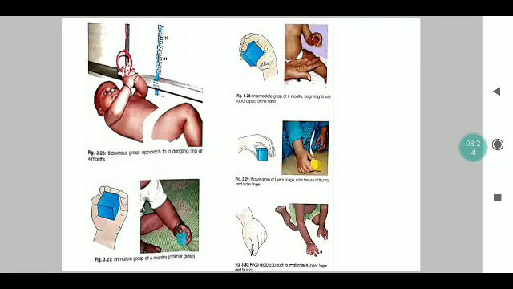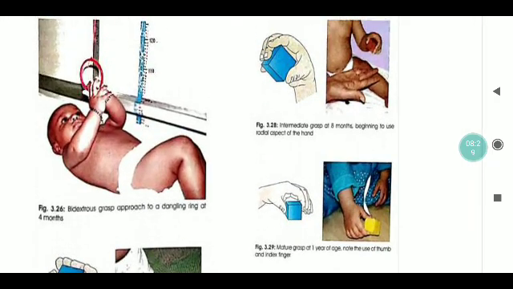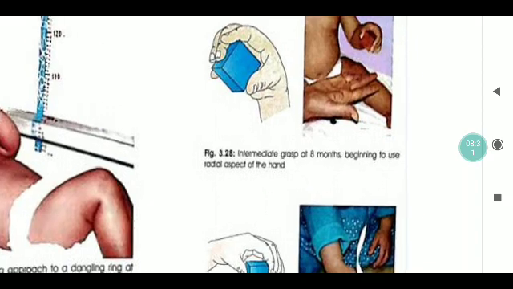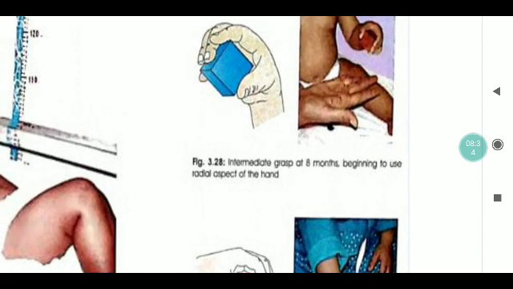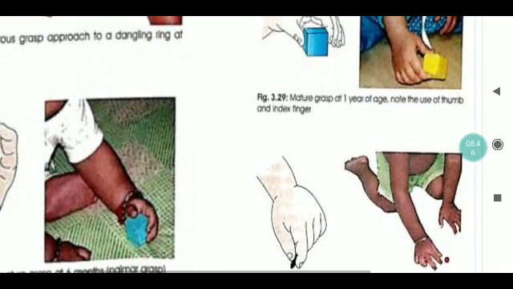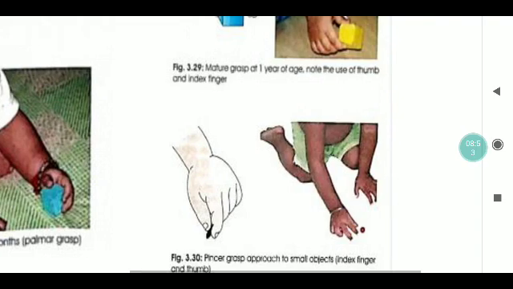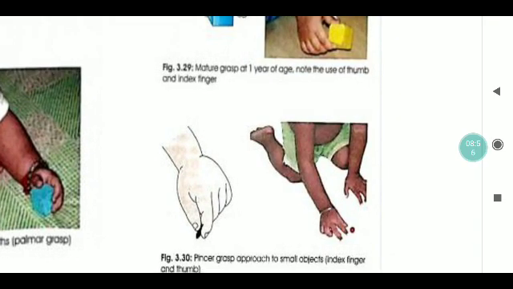Now coming to the pictures, you can see a bidextrous grasp towards a dangling ring here in this image at 4th month. An intermediate grasp at 8 months, as you can see in this image. The grasp is not fully formed but some grasp is maintained. This is a mature pincer grasp, and you can note the use of the thumb. When I say mature, the use of the thumb is essential to call it a mature grasp. This is an immature pincer grasp where it involves the use of the entire palm as a whole. And another pincer grasp used for small objects such as raisins.